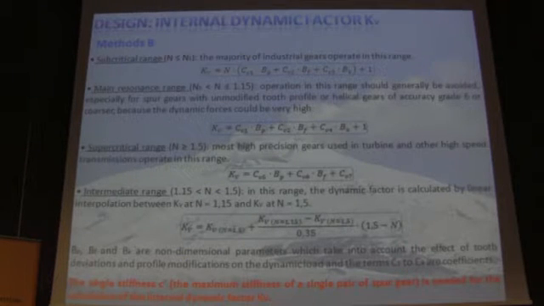I don't present the formula. This is method B of the standard. The AGMA standard is quite the same. The method is a traditional method and takes into account rotating masses, resonance range, and all parameters of the engagement, such as flexibility, damping, and also the geometry of the gear.